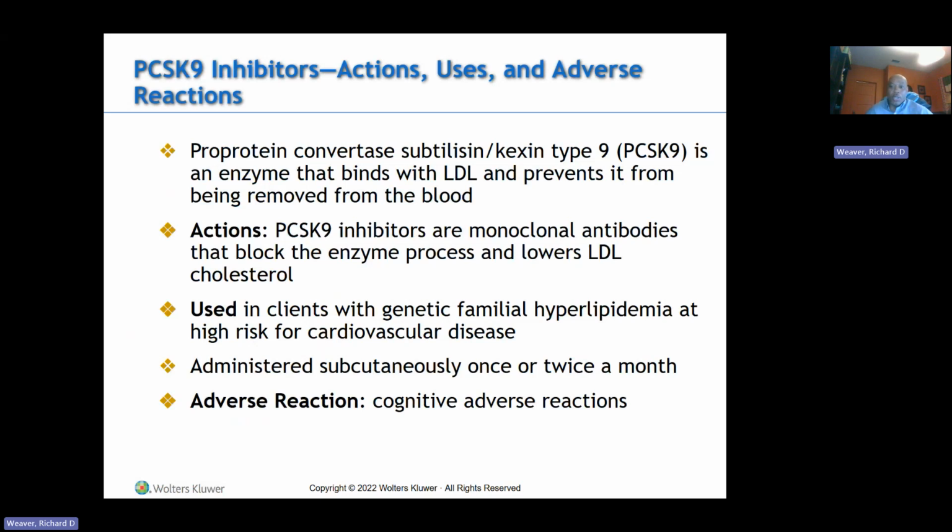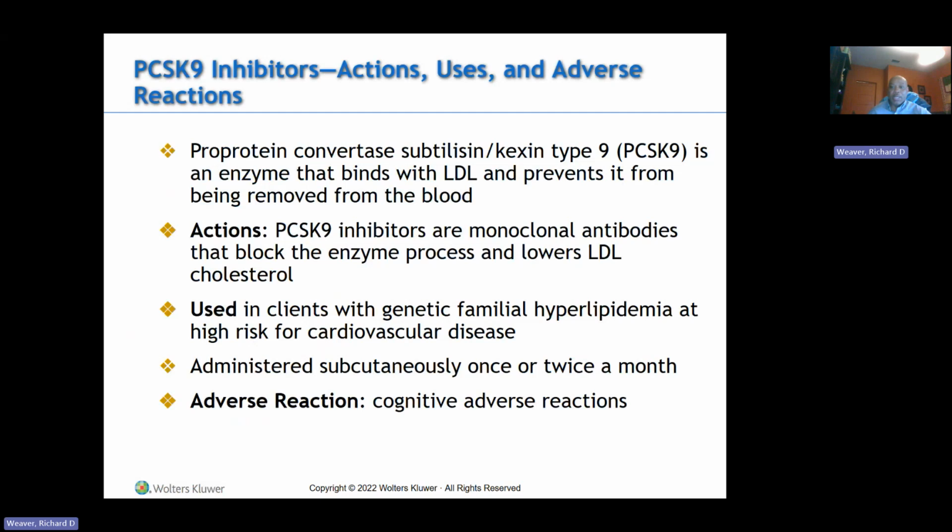All right. So now, these inhibitor drugs, they refer to as monoclonal antibodies. Don't be too concerned about that. But what they do is they block the enzyme process, or those receptors that are located on the liver. It blocks it, and of course, if it blocks it, then the LDLs won't remain in the blood. It will thereby lower the LDL cholesterol.